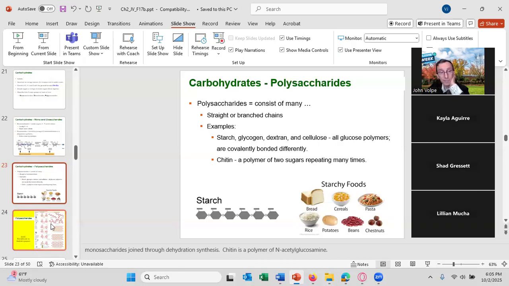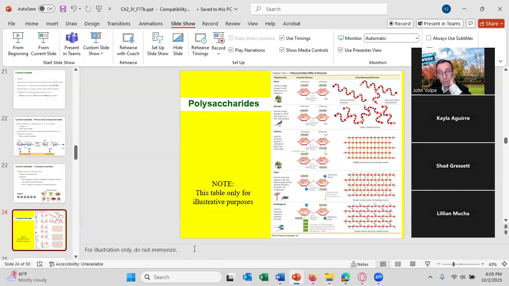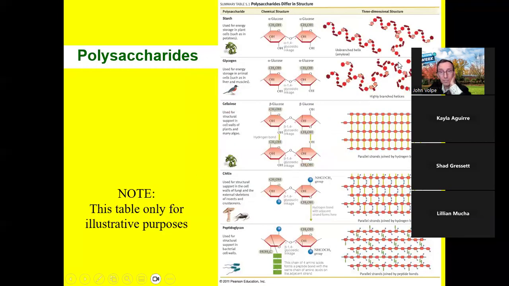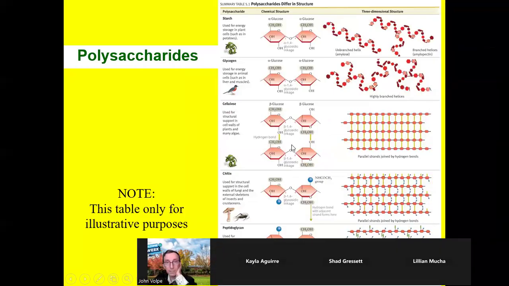All right, let's talk about some other polysaccharides. Go to the bottom here. There you see starch. It's mostly glucose hooked together in a linear arrangement to make the starch. There are a few branched structures in starch. You don't need to know that.